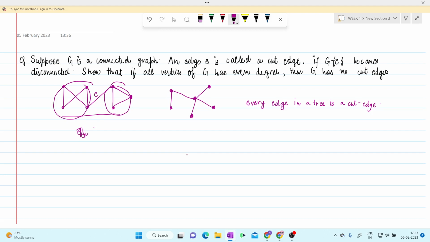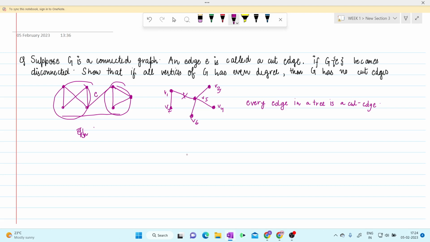And in the second graph also, you see that if I remove this edge, then this will have two components. One component is V1, V2, another component is V3, V4, V5, V6. So this graph is a connected graph, but by removing this edge, this graph has become disconnected. So this edge is a cut edge.